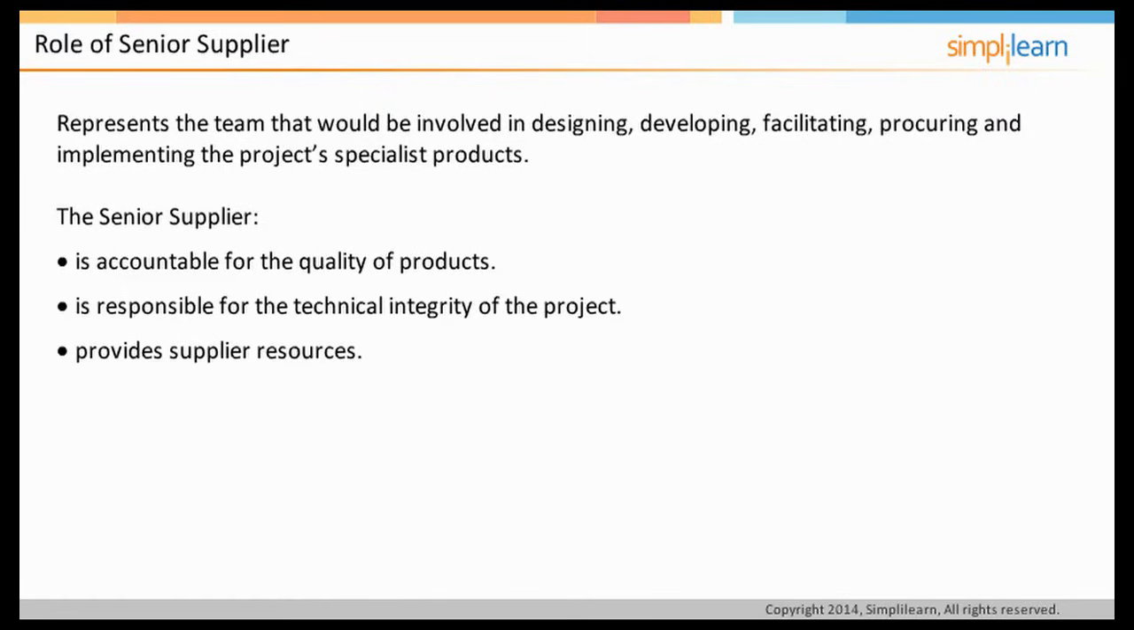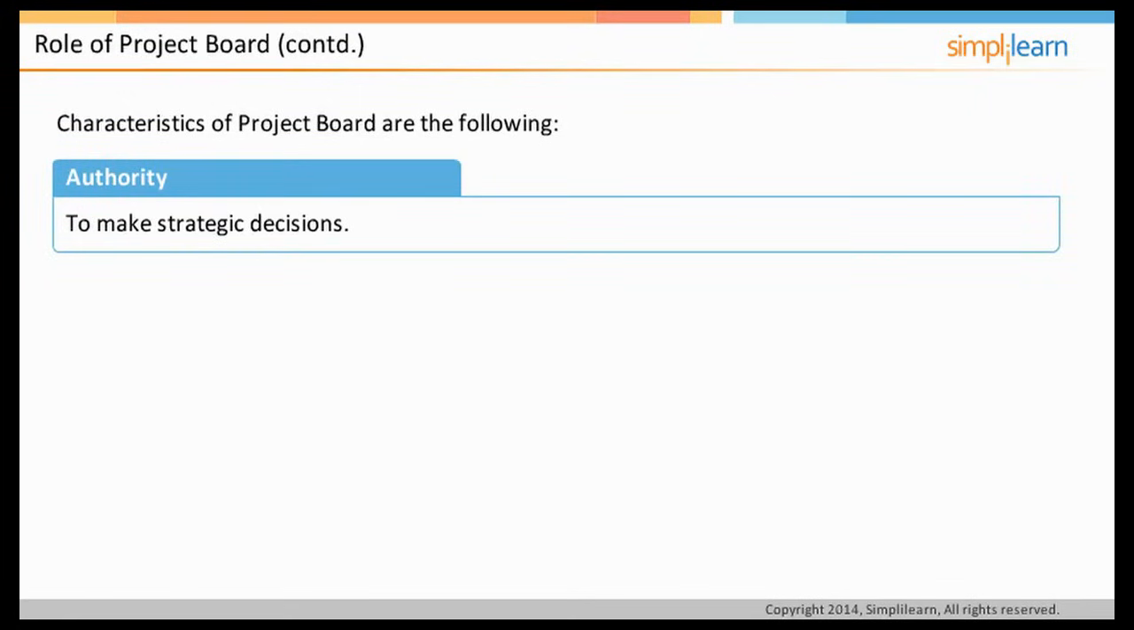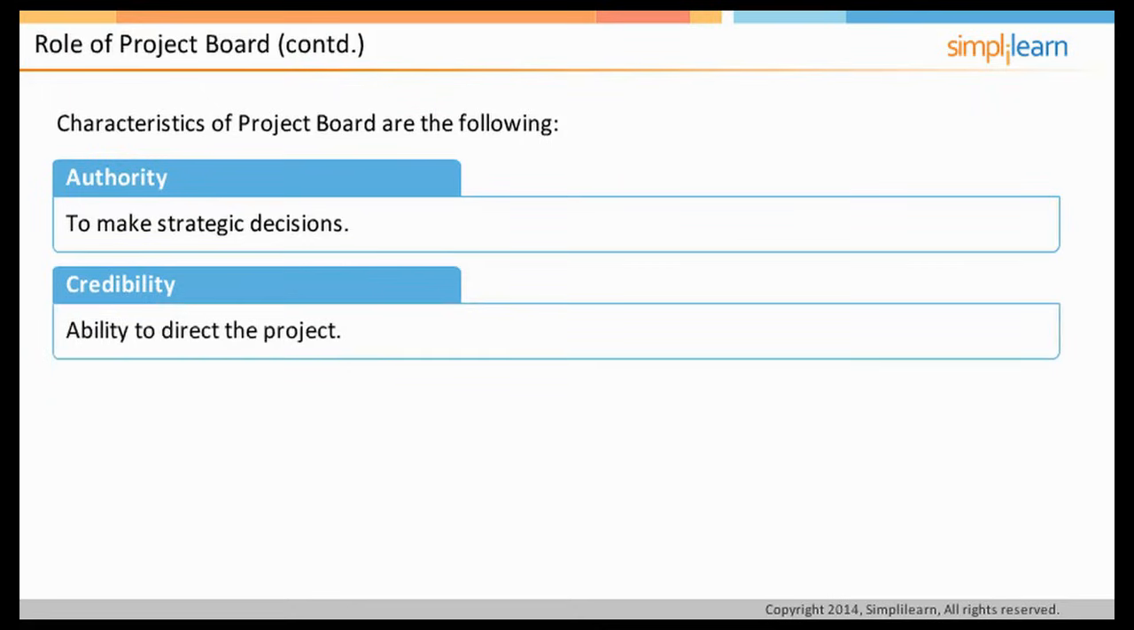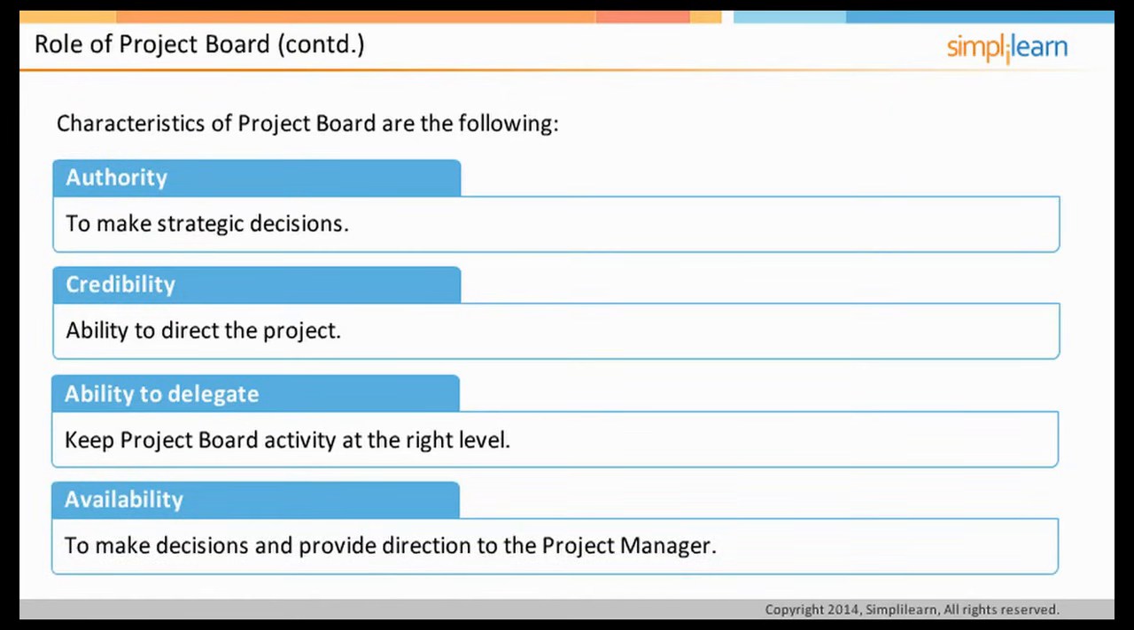Now, let's look at the four key characteristics of a project board. Authority: the members of the project board should be senior enough within the corporate organization to make strategic decisions about the project. Credibility: the credibility of the project board members within the corporate organization will affect their ability to direct the project. Ability to delegate: a key part of the project board's role is to ensure that the project manager is given enough space to manage the project by keeping project board activity at the right level. Availability: the project board should be available to make decisions and provide direction to the project manager. In the next screen, we will understand what project assurance is.